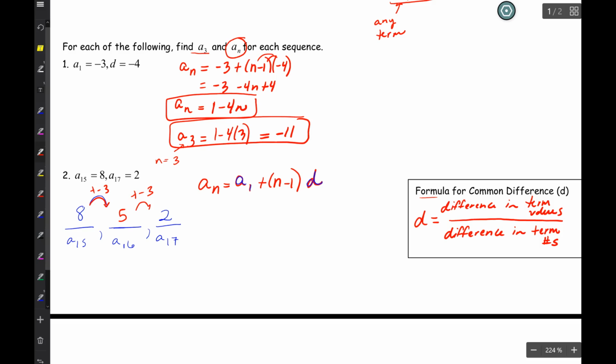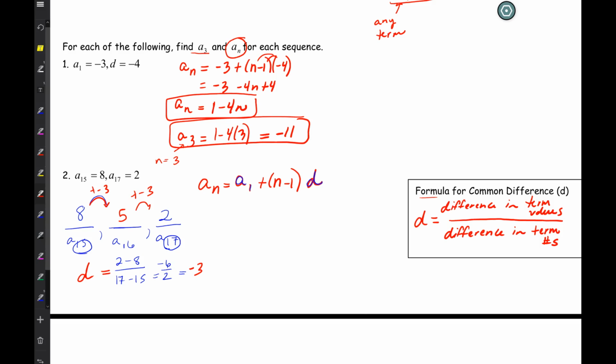And just to give us a sample of how that works, we could go ahead and do it right here. Our common difference would equal 2 minus 8 divided by our term numbers, 17 and 15, so over 17 minus 15. And that gives us our -6 over 2, which tells us that our common difference would have to equal -3. Just to see how that works.